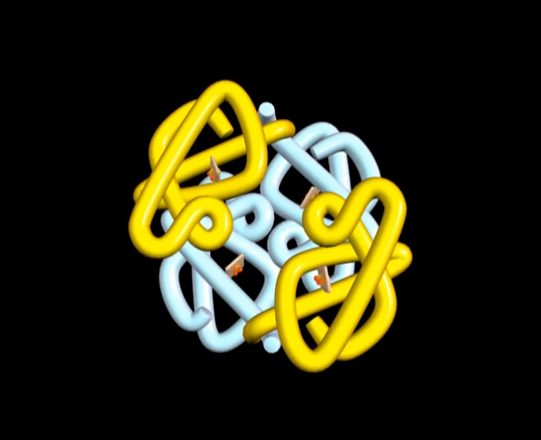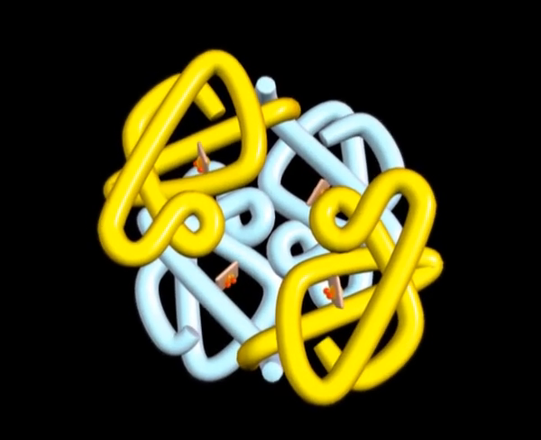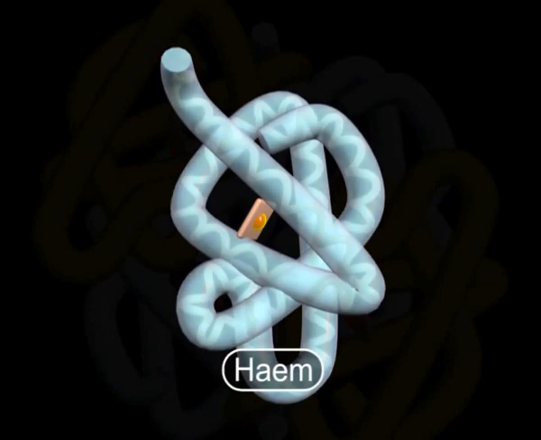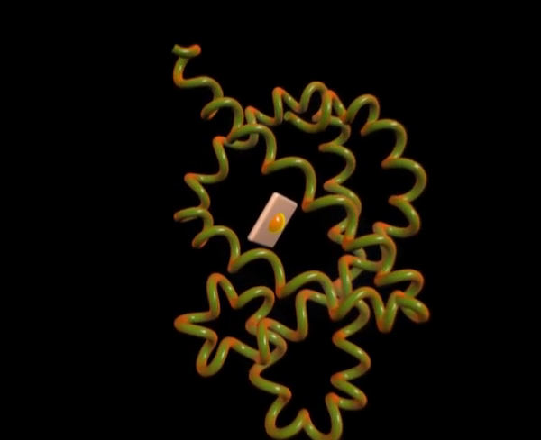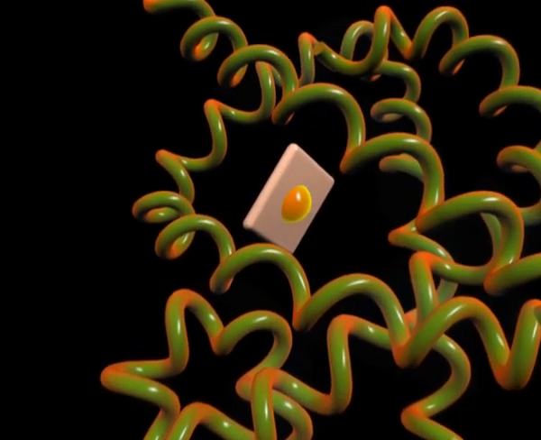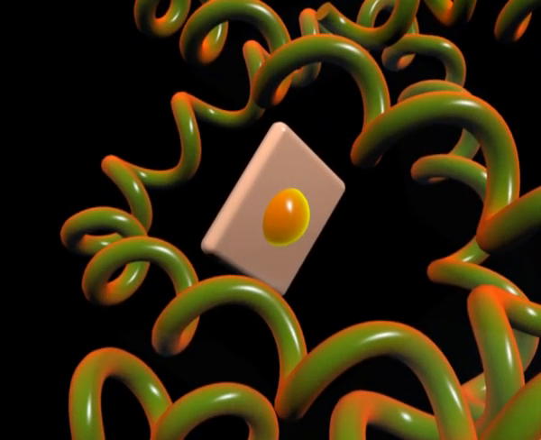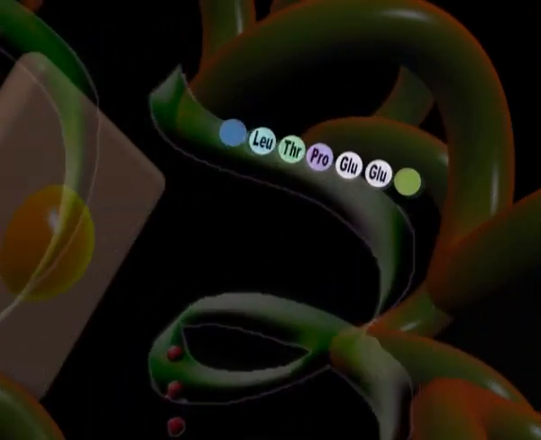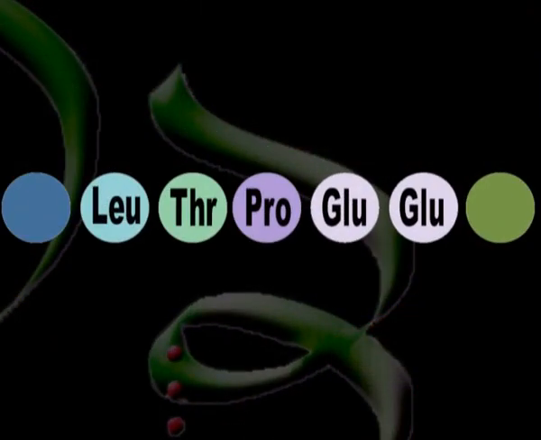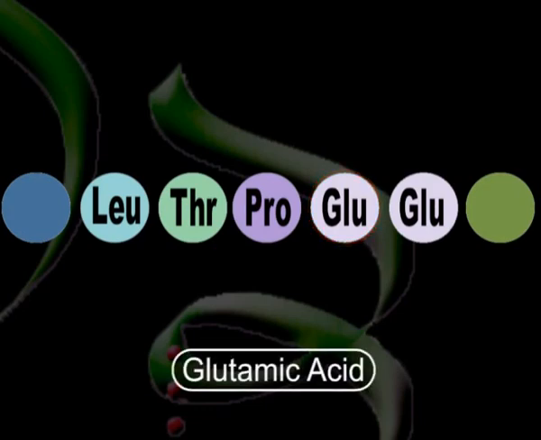Attached to each chain is an iron-containing molecule known as heme. Oxygen is transported in combination with the iron molecule of the heme group. Let us now have a look at the protein's foldings, which consist of amino acid sequences. In case of a normal amino acid sequence, the 6th amino acid is glutamic acid.